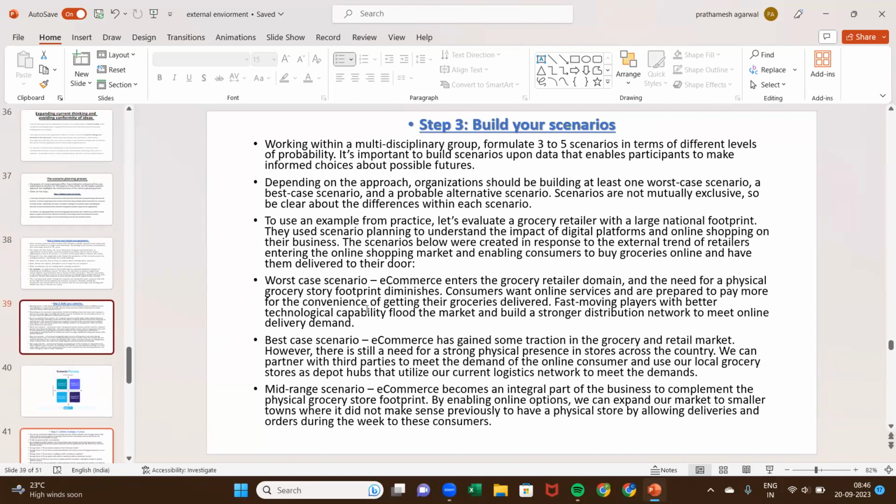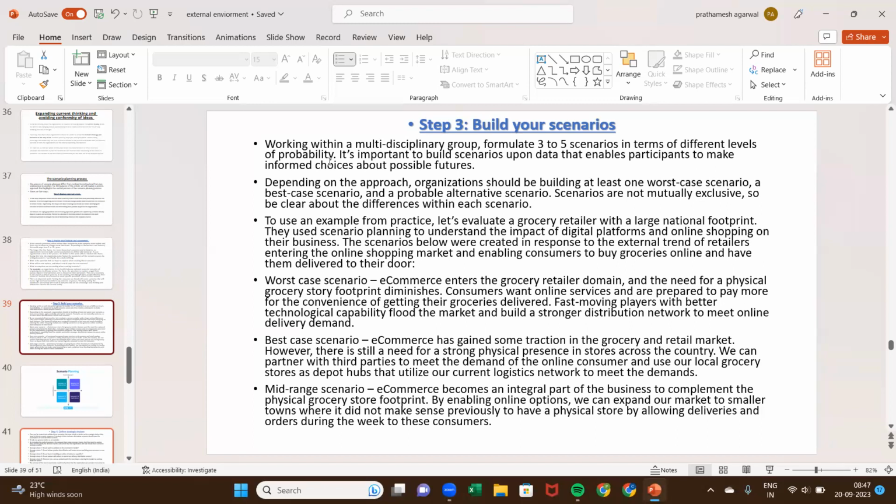Now, step three, build your scenarios, right? Working within a multidisciplinary group, formulate 3 to 5 scenarios in terms of different levels of probability. Now, you know what is probability. I just went to a 10th standard. If you're tossing a coin, you will have either head or tail. So you have two outcomes, head or tail. Out of that, there will be only one outcome. So your probability becomes 1/2.